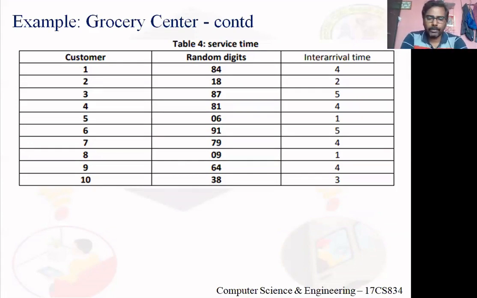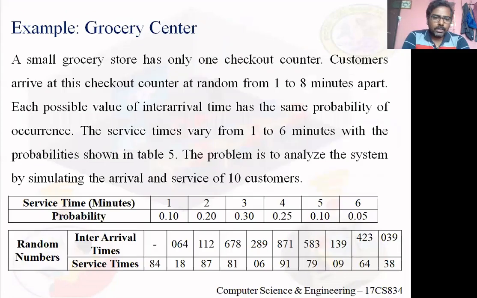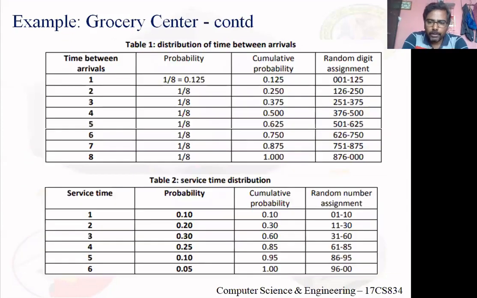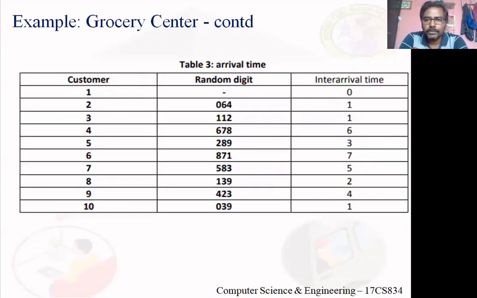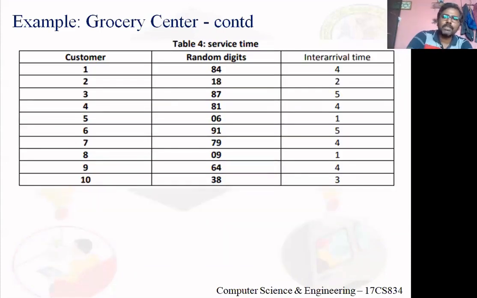Got it? So next, what is the second random number of service time? That is 18. Got it? So let me look. 18 is in the range 11 to 30, right? So the service time is 2 minutes. So for the second customer, service time is 2 minutes. So hope you got it right.